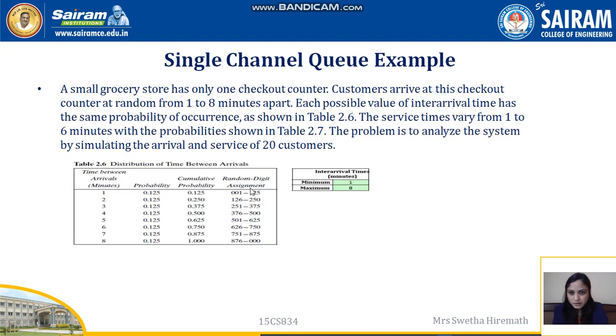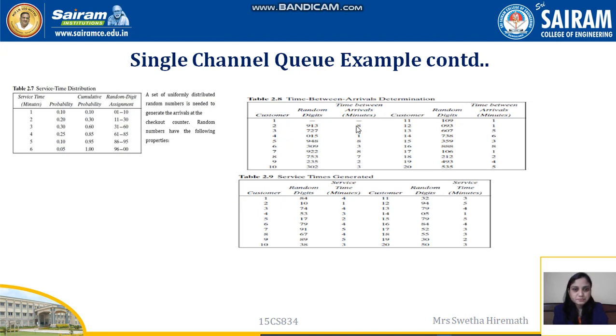So here we check in this range. Where does 913 fall? It falls between 876 and 000. So the value here, the time between arrivals, is what will be considered and marked here. For the first customer we are not going to consider it, because that is the only customer who has arrived, and the inter-arrival time will always be nil for it.